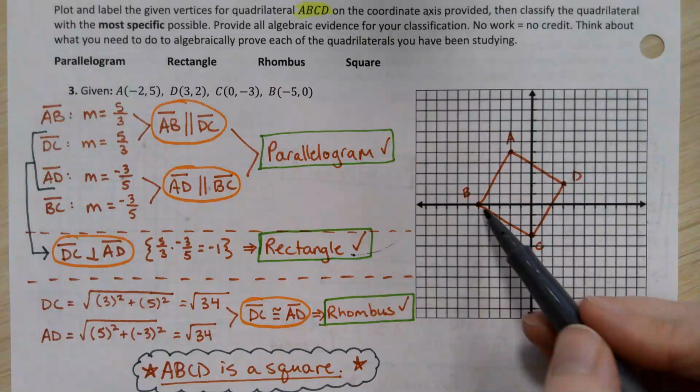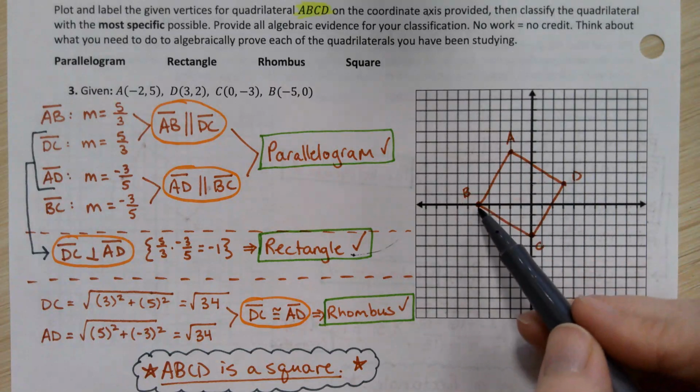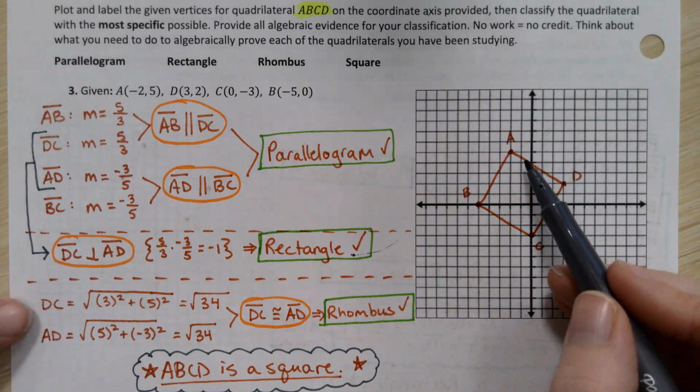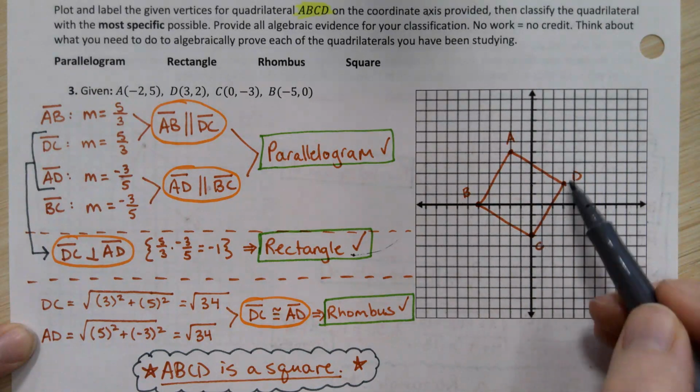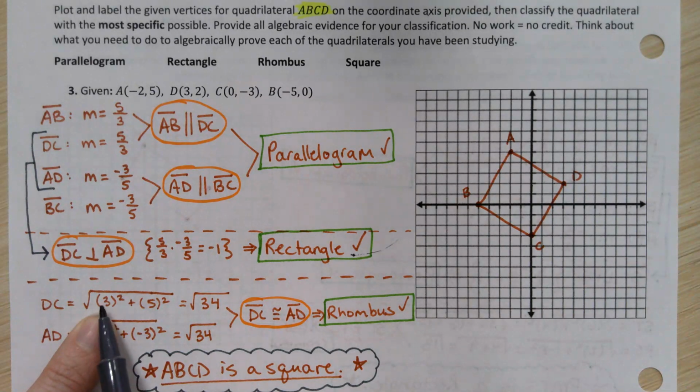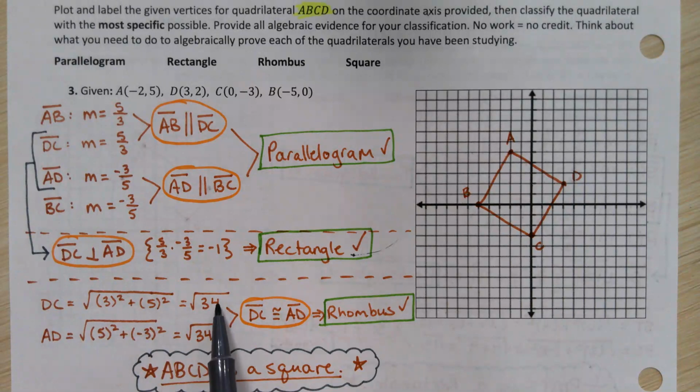Next up, to investigate whether or not this is also a rhombus, I need to focus on two consecutive sides again. So I stuck with DC and AD, but this time I'm looking for their lengths. So that distance formula tells me to subtract the x values. When you do that, you get 3. Square that and add it to the y value subtracted, which is 5. So that distance turned out to be the square root of 34.